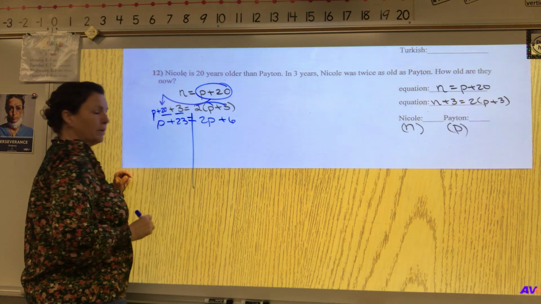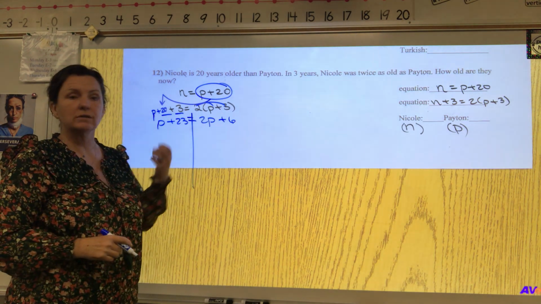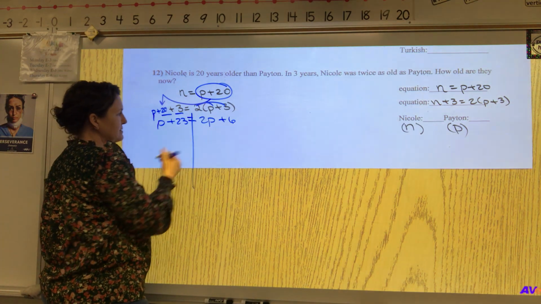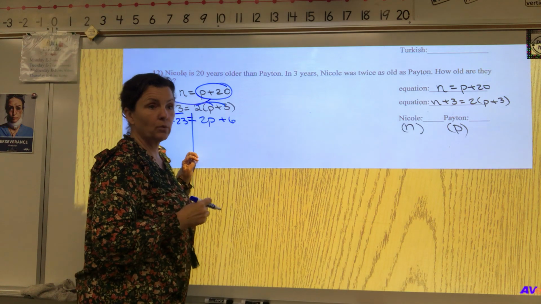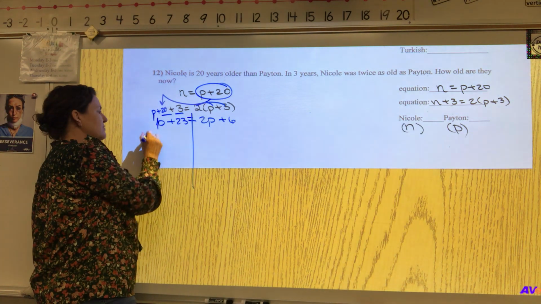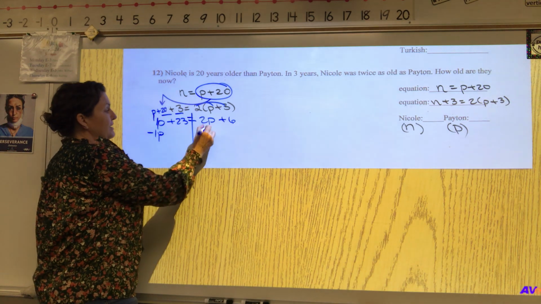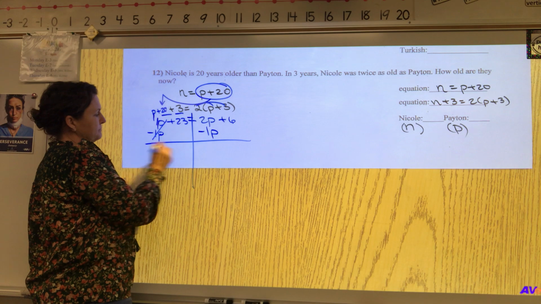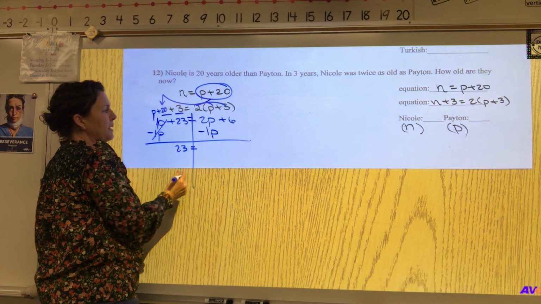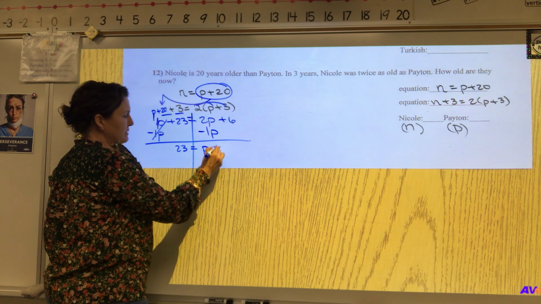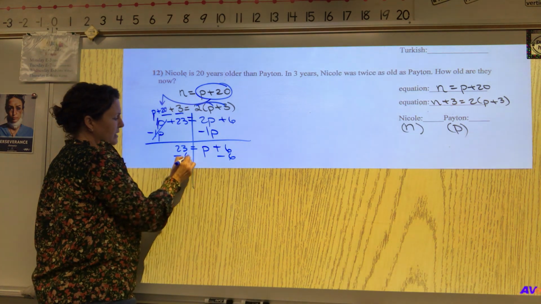I'm going to draw my barrier line because I want letters on one side and numbers on the other. I have a single Payton here, and I have 2 Paytons there. Gosh forbid there be more than one on my Payton. Okay, I'm going to minus 1P from both sides, because we move things by opposites. If I have 2 Payton and 1 runaway, I'm left with a single Payton. And I'm going to minus 6 on both sides.